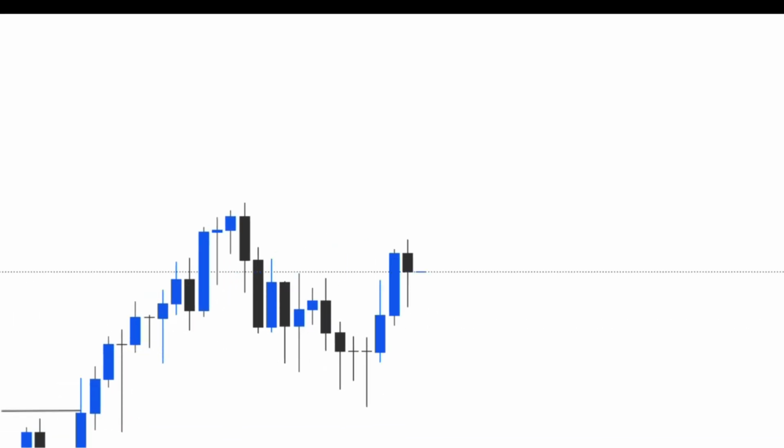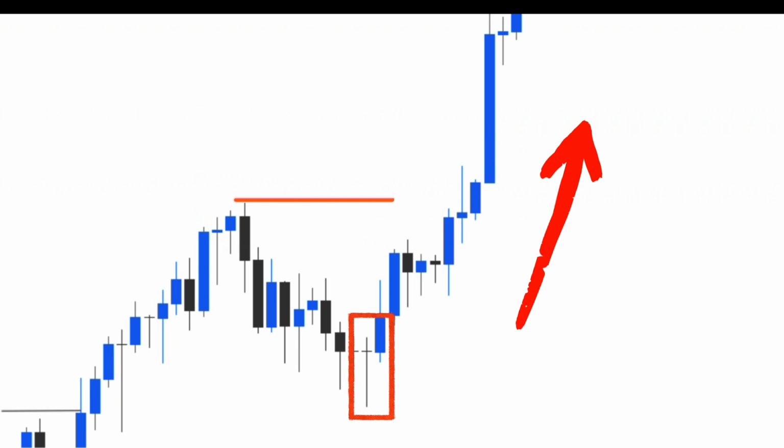Step 3. Check the reaction. A valid order block should cause a strong and impulsive move away, often breaking key levels. If the move is weak, it's not a valid zone.